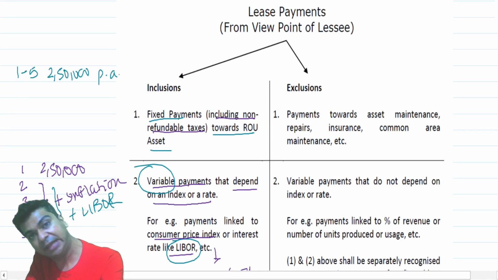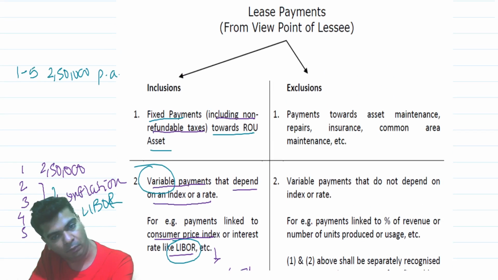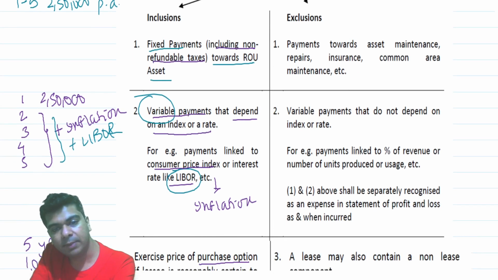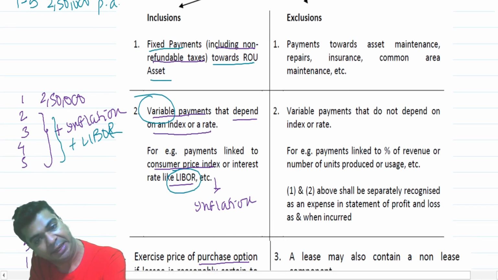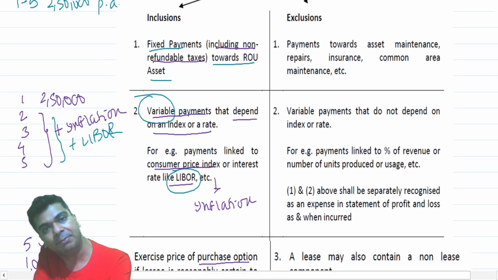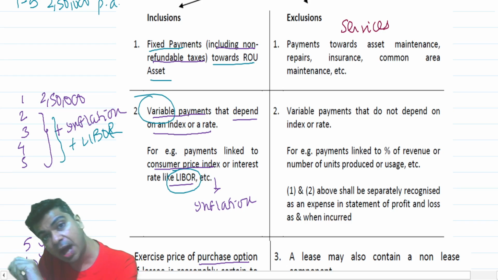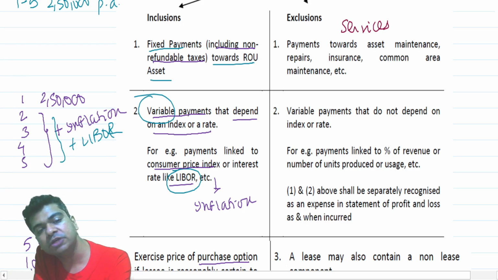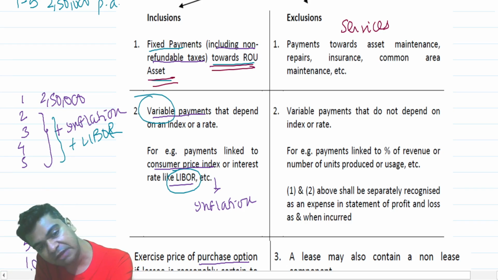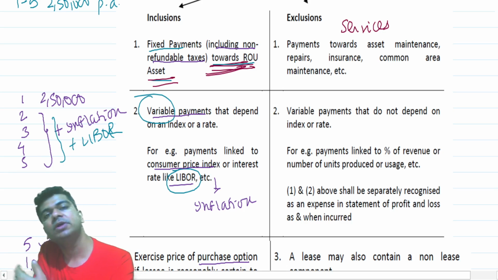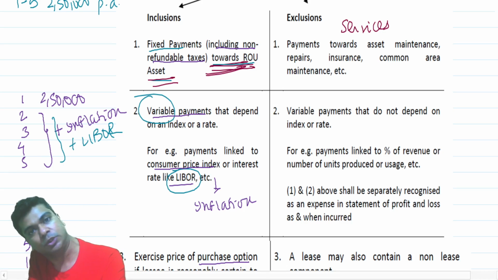Now, there are certain exclusions. So let's understand this point now. Any payment that you are making towards asset maintenance, repairs, insurance, common area maintenance, all this is going to be excluded. See, these are basically payments towards services. These are not payments towards the ROU asset. Here in inclusion, we are making it very clear: payment that we are making towards the ROU asset. Any payment that you are not making towards the ROU asset shall be excluded.